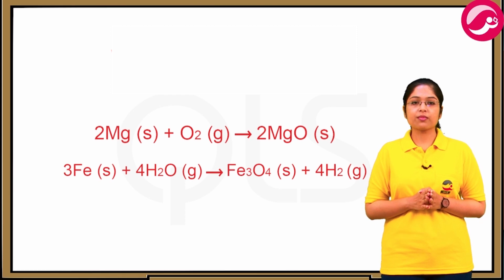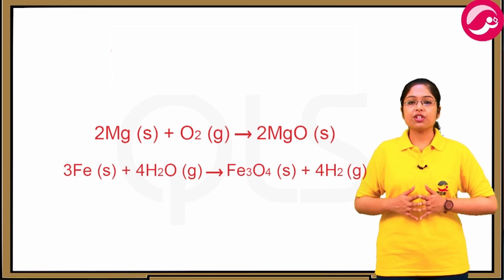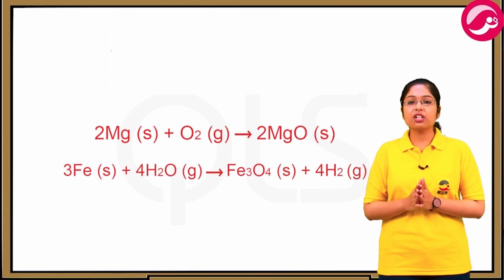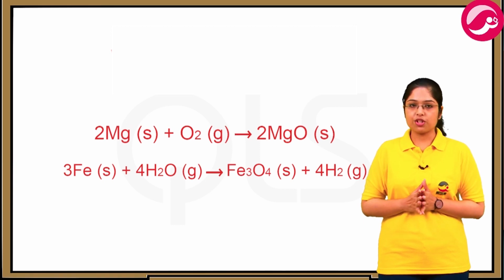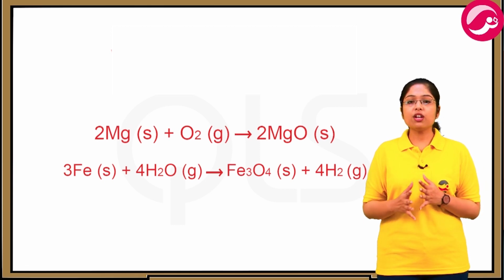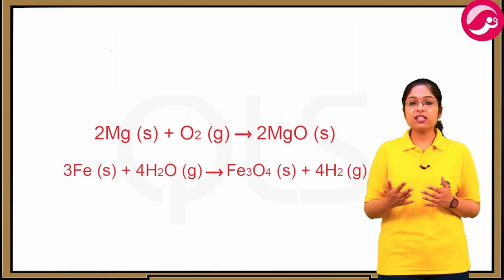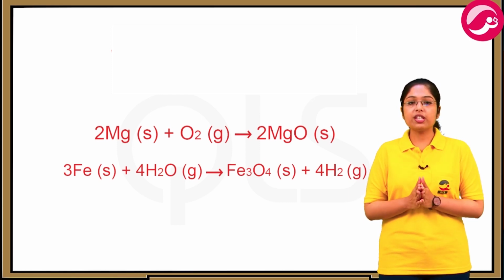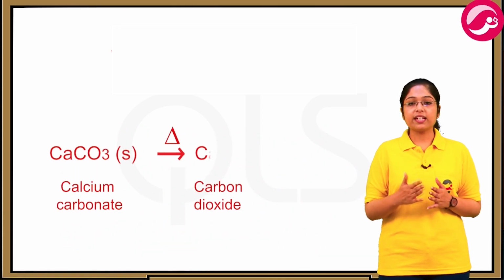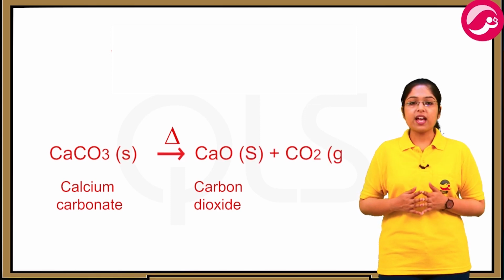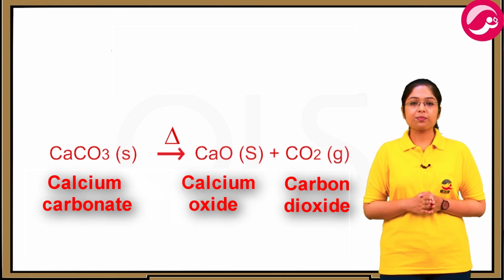Apart from all these notations, sometimes the condition of the reaction are also incorporated in the chemical equation. Such conditions are written on or below the arrow. Temperature, pressure, catalyst are some of the conditions mentioned in a chemical equation. For example, when CaCO3, calcium carbonate, is heated, it gives out calcium oxide and carbon dioxide.